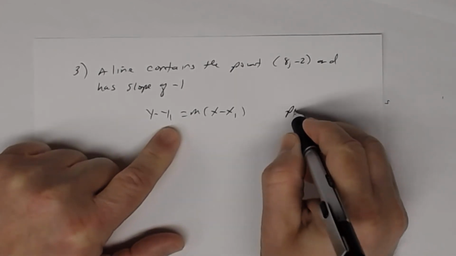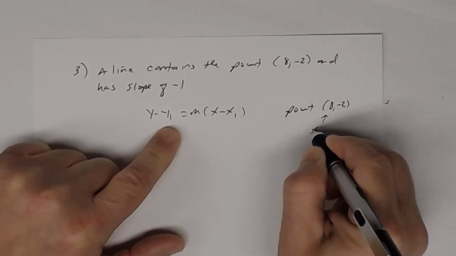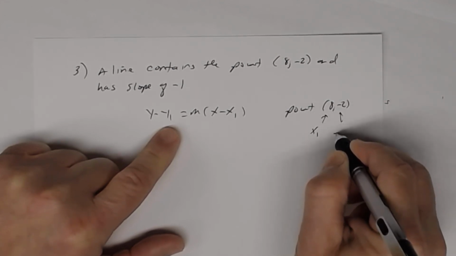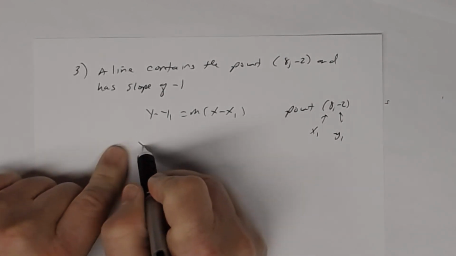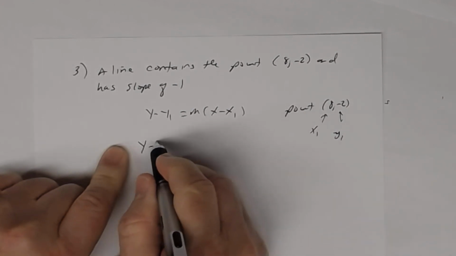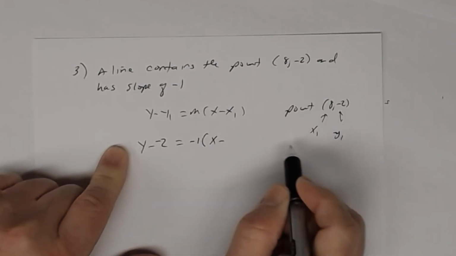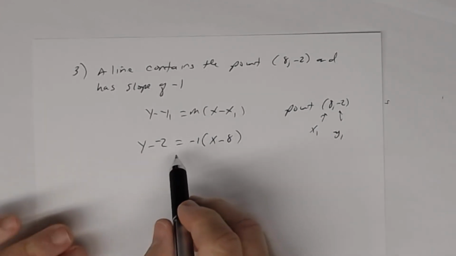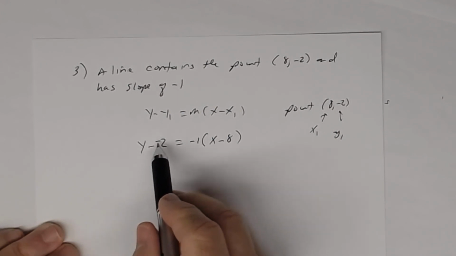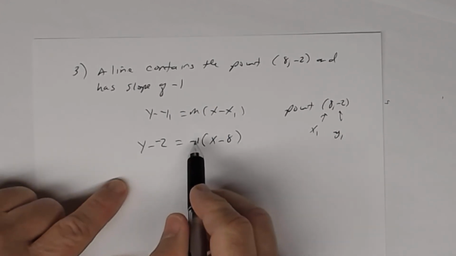Your point is 8, negative 2. So 8 is going to be x1, and negative 2 is going to be y1. And your slope is negative 1. So I have y minus y1, which is negative 2, equals the slope, which is negative 1, times x minus x1, which is 8. Now, a couple of things. We all know that we have to rewrite this right here. And then let's look at that negative 1.